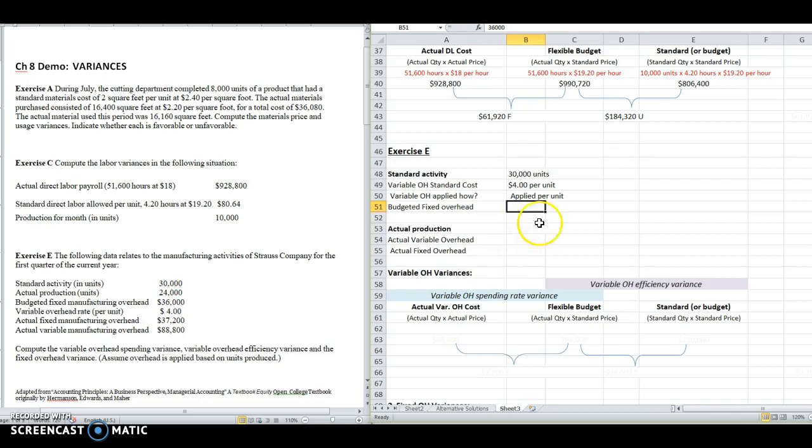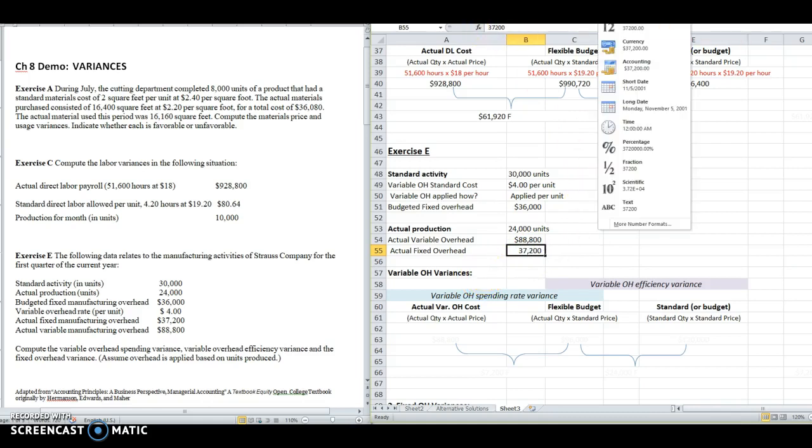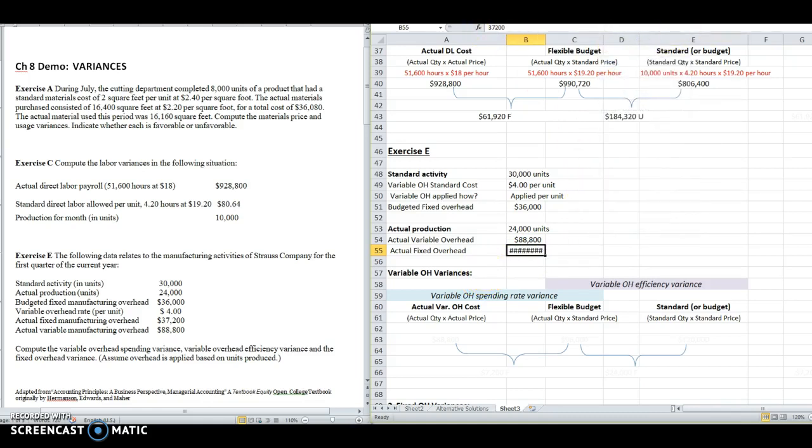The budgeted fixed overhead is $36,000. They gave that to us in the problem. Actual production was 24,000 units. My actual variable overhead was 88,800, and my actual fixed overhead was $37,200.